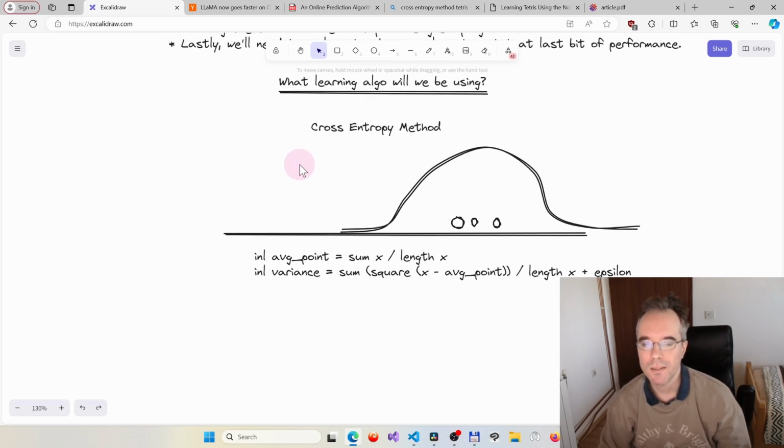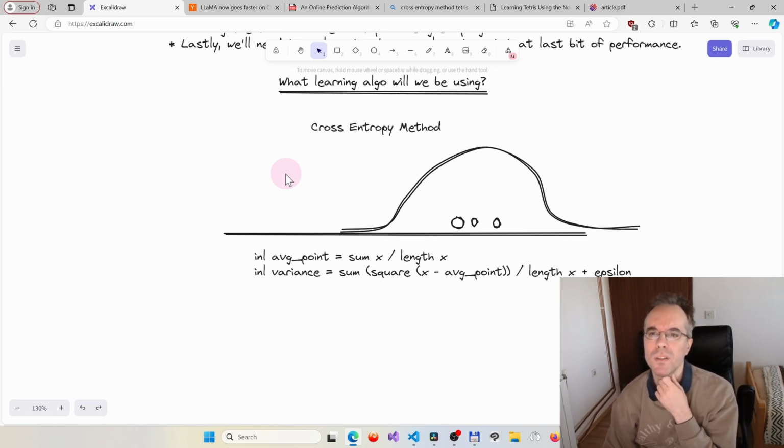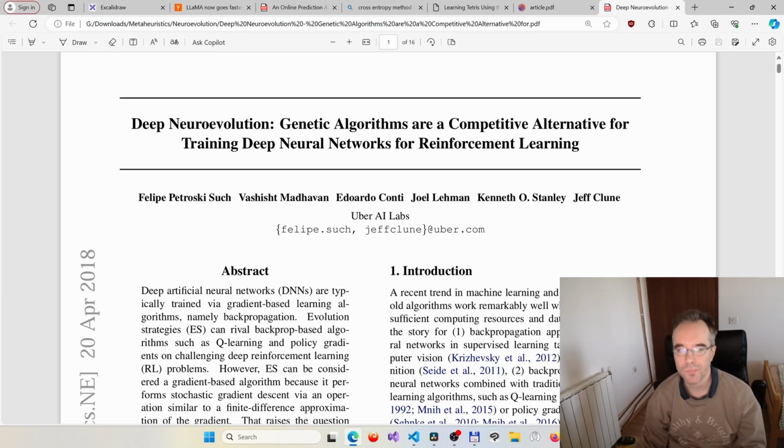Now let me think a bit what I want to say next. I think I want to highlight the deep neuroevolution paper. I wanted to highlight this paper, Deep Neuroevolution: Genetic algorithms are a competitive alternative for training deep neural networks for reinforcement learning.